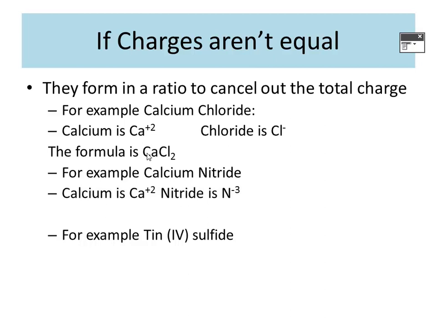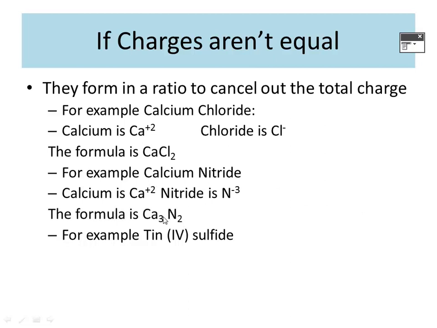Next example, calcium nitride. Calcium +2, nitride -3. So we have to form in a ratio to cancel this out. So what happens is you're going to need 3 +2s to cancel out 2 -3s.